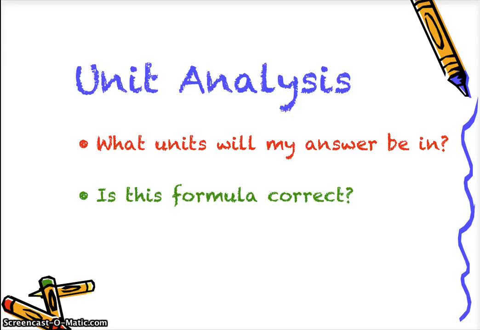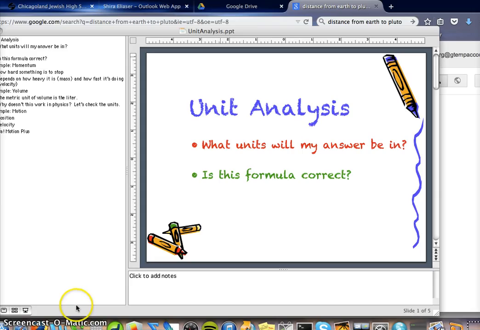If you know the answers are supposed to be kilometers and the answer you're getting is 7.5 billion, then check your math, unless you were trying to get from Earth to Pluto, in which case 7.5 billion kilometers sounds about right. Second question, is this formula correct? Unit analysis will tell you.